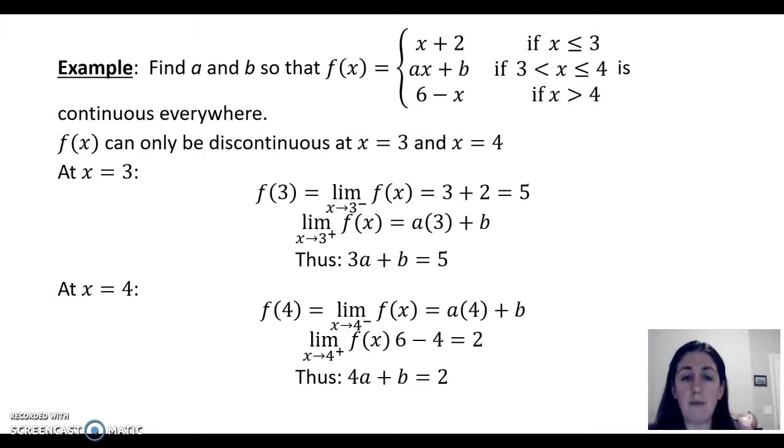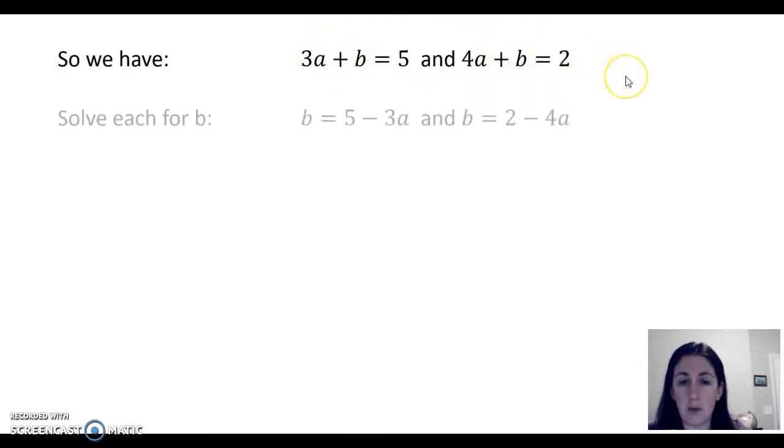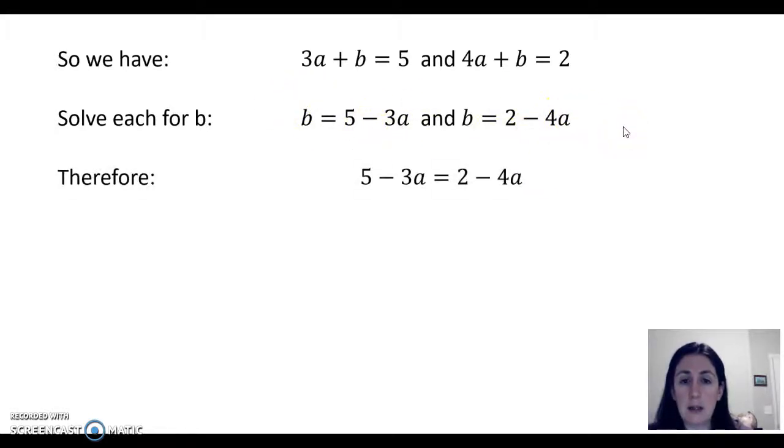So based on all of that, we have that 3a plus b equals 5, and 4a plus b equals 2. So I have a system of linear equations. I'm going to solve this equation for b, and solve this equation for b. And so now if I know that b is equal to this, and I know that b is equal to this, well then this must equal this. So now when I solve for a, I get a equals negative 3. So that gives me my value for a.